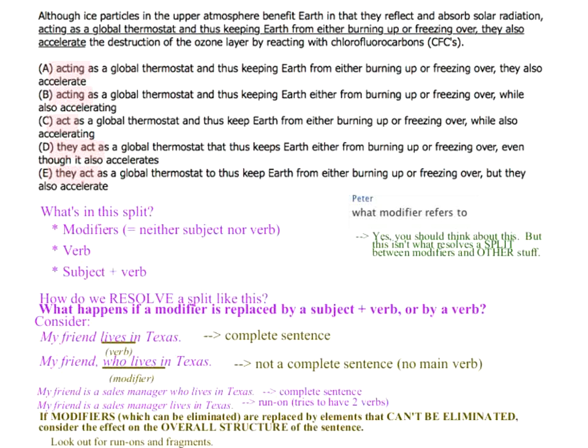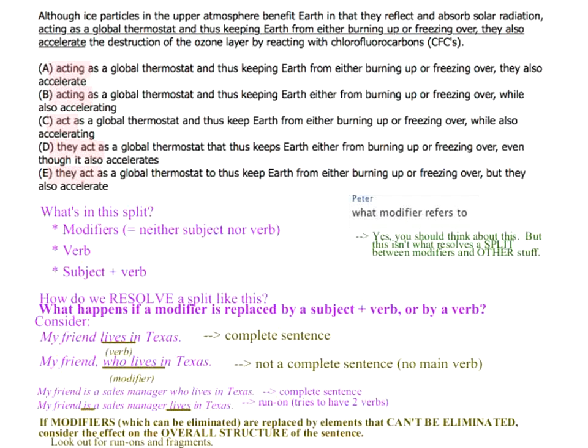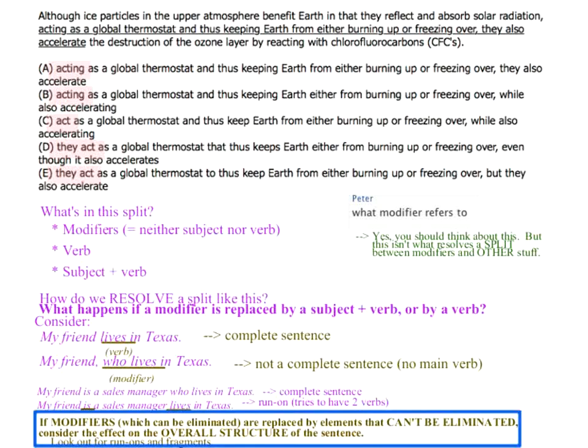So it's a run-on. It has too many elements. You have "is a sales manager," and you have "lives in Texas." If you had an "and" or some word like that to connect those, then you would be fine. But here you don't have any such connector, so you're not fine. So, if you understand this idea, that when you see a split between modifiers and things that aren't modifiers, there's usually going to be some greater issue of sentence structure, give me a smiley face icon if that makes sense.